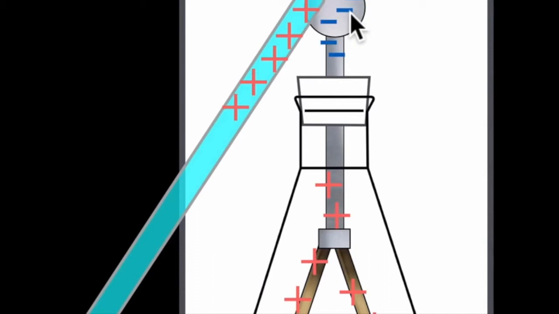But when you remove the rod, what happens? It's still the same, those leaves repel each other.